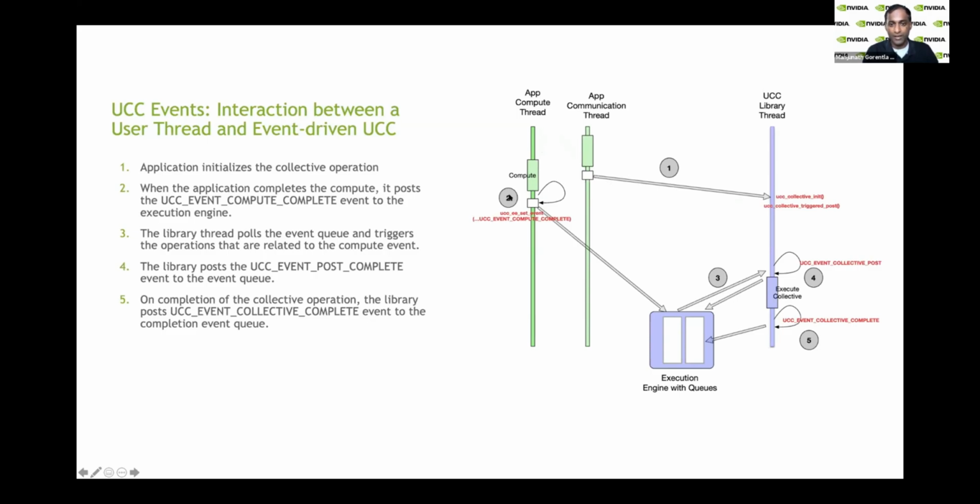In the second step, when a certain event happens, say, for example, you completed a compute in a certain thread, then when the event is triggered, your collective gets executed. And once the collective gets executed, another event is generated called the collective complete. Based on that event, the application thread can poll the execution engine, and you can get the information from the library saying that a certain collective has completed.